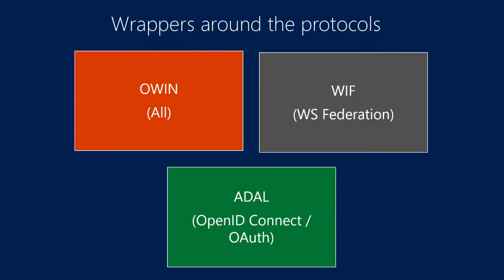OAuth does the whole stack, right? So pretty safe with OWIN does the whole stack. WIF only does WS Federation, because that's the first that came out with 1.0, .NET 3.5. And it was designed for Microsoft, and they do WS Federation. ADAL is for the modern world, the OAuth world, and that does OpenID Connect and OAuth. So if you just keep that slide in the back of your mind, everything will probably make a whole lot more sense.